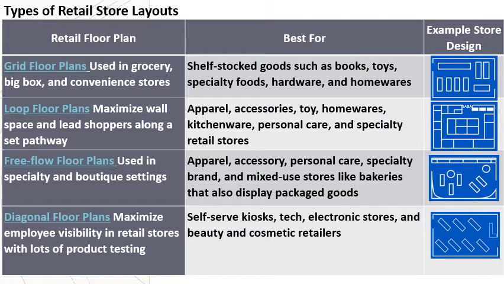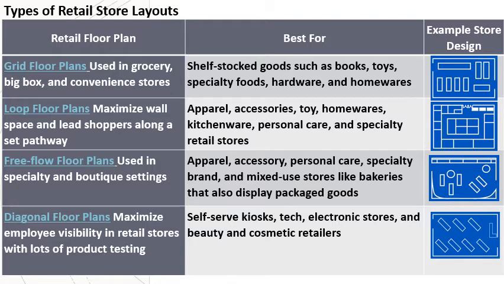The second one is loop floor plans. They maximize wall space and lead shoppers along a set pathway. These are best for apparel, accessories, toys, homewares, kitchenware, personal care and specialty retail stores. You can follow the diagram shown in the example. The third one is free flow plans, used in specialty and boutique settings. Again, these are best for apparel, accessories, personal care, specialty brand and mixed use stores like bakeries that also display packaged goods. You can refer to the diagram shown in the example.